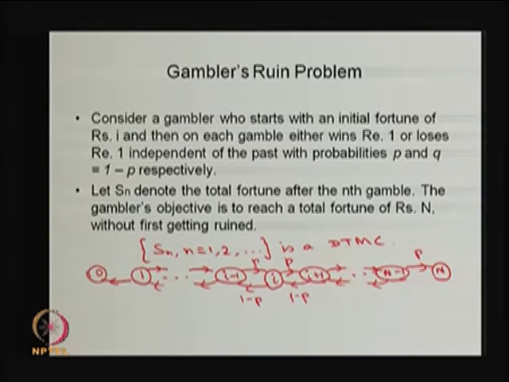Our interest in this model is: what is the probability of absorption, that is, the probability that he loses all the money at the end of some game, or the probability that he reaches a capital N, which is his objective. So, that is the probability of absorption. The other one is how much time he spends in the transient states on average, that is, the mean time of absorption until he reaches the absorbing states, either 0 or N.